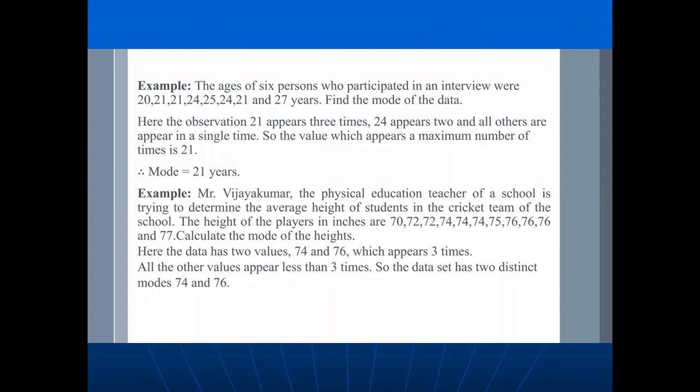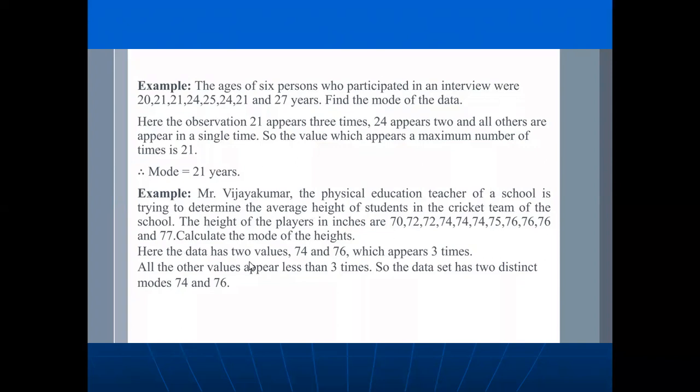Similarly, another problem. Mr. Vijay Kumar, a physical education teacher of the school, is trying to determine the average height of the students in the cricket team of the school. The heights of the players in inches are 70, 72, 72, 74, 74, 74, 75, 76, 76, 76, and 77. Find out the mode of the height.